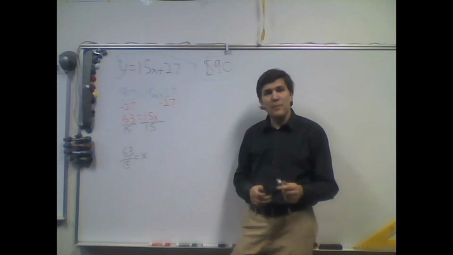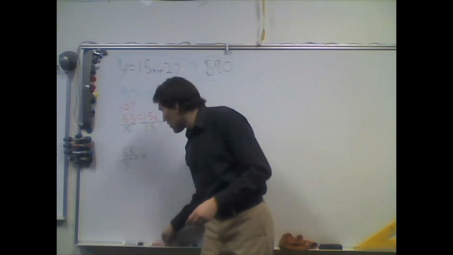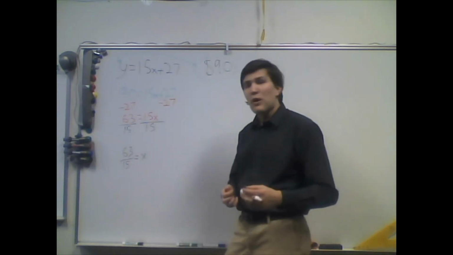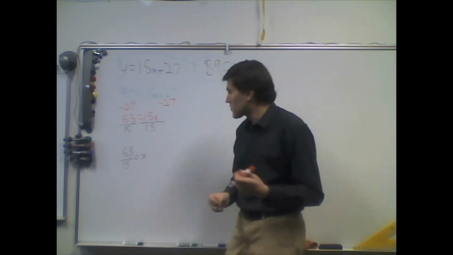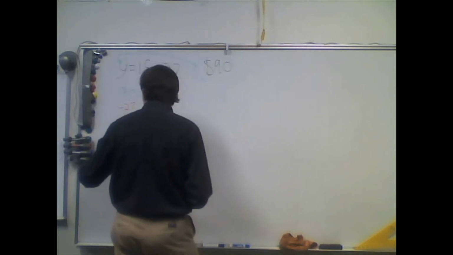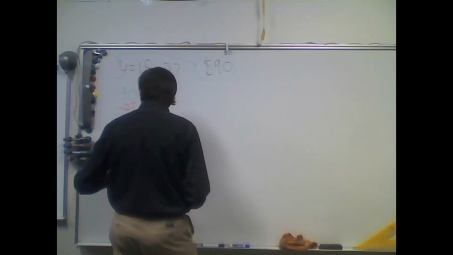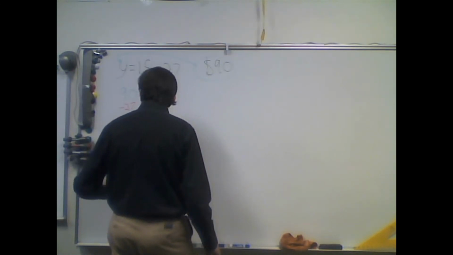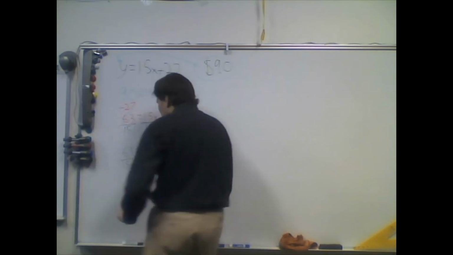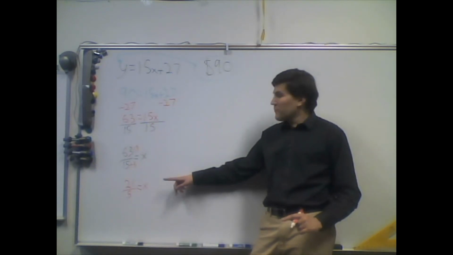I'm going to clean this up, simplify it, and rewrite it as a mixed number. So if we look, both the top and the bottom are divisible by 3. So we're going to divide the numerator by 3, and we're going to divide the denominator by 3. So if we divide this out, it's going to be 21 over 5 equals x.